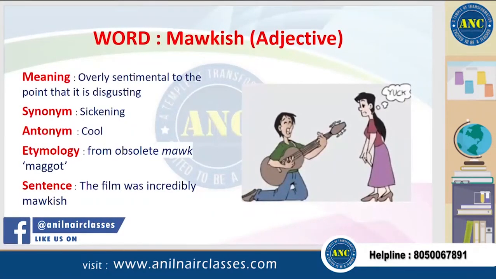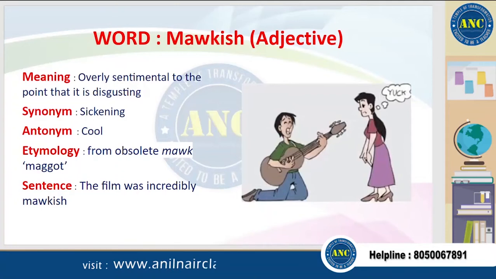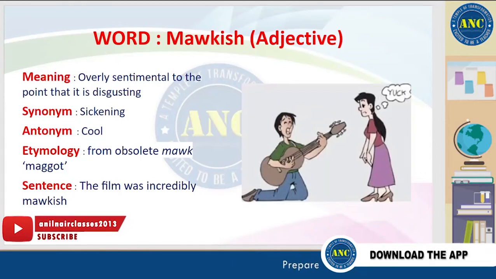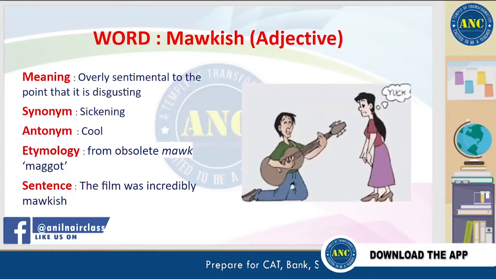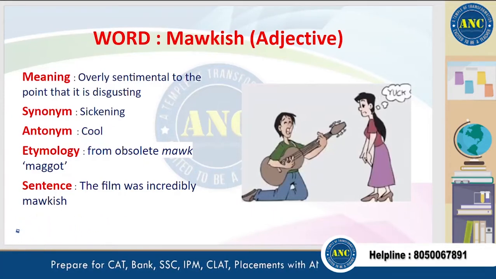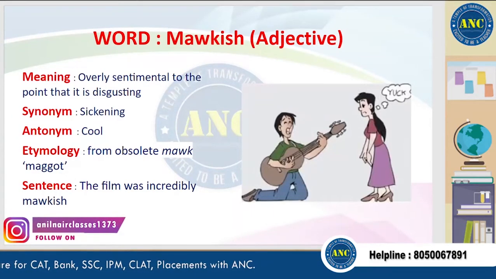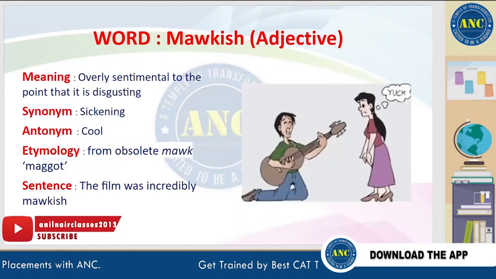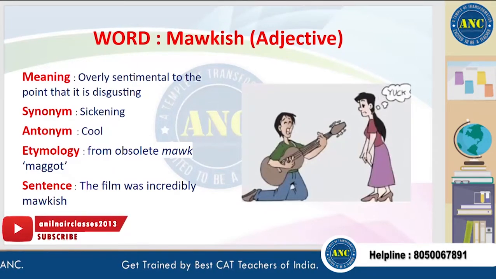Mawkish. Mawkish is an adjective and it means overly sentimental to the point that it is disgusting. A synonym for this word is sickening and an antonym is cool. It is derived from an obsolete word mock, which means maggot. A sentence for this word is, the film was incredibly mawkish.